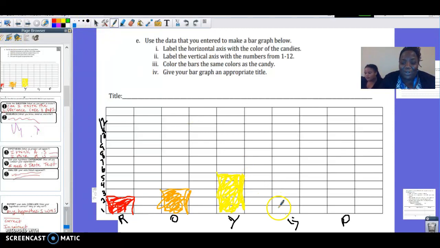Okay, so here we go. Green only went up to 1, and then purple goes up to 2. Purple goes up to 2 right here.